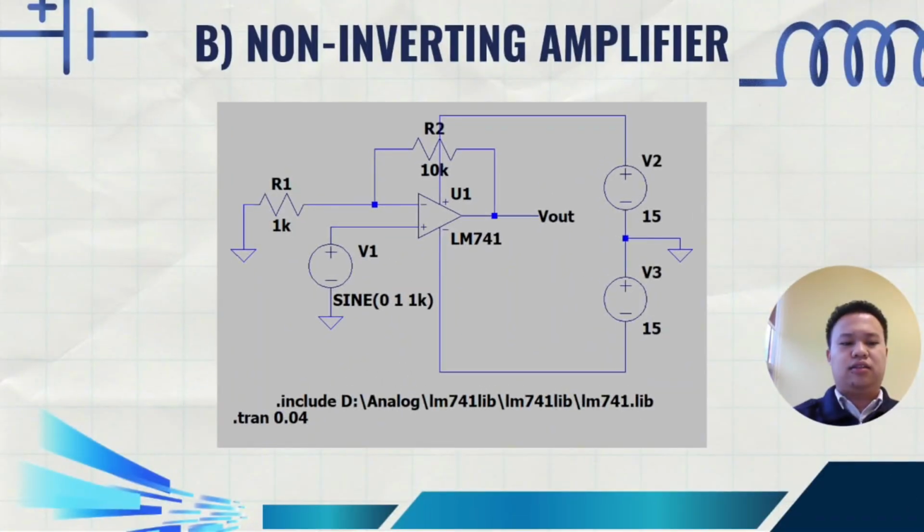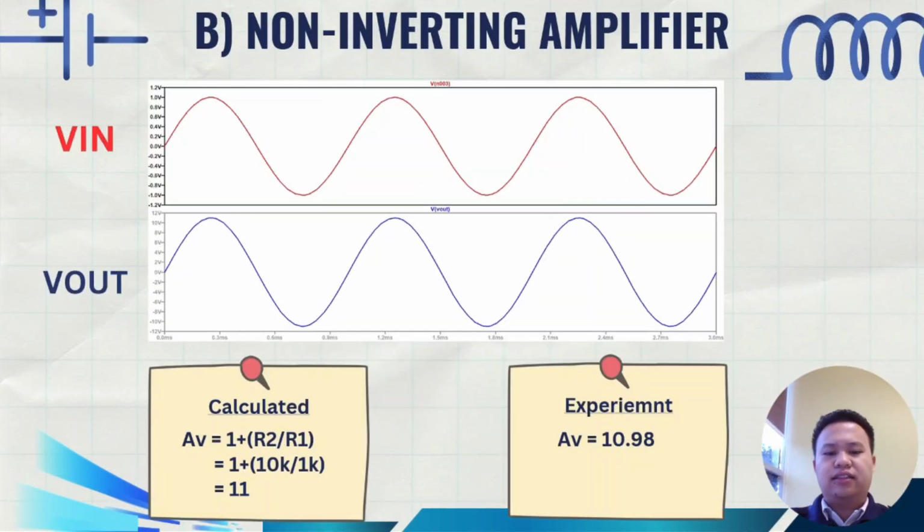The second is the non-inverting amplifier. The difference from the inverting amplifier is the input is connected to the non-inverting terminal V+, from VSINE. We can see we have R1 1k ohms and R2 10k ohms. And this is the waveform result for our non-inverting amplifier. In this case, the output remains in the same phase as the input. The theoretical gain AV is 11 and the experiment AV we get is 10.98. So these two results are almost the same.